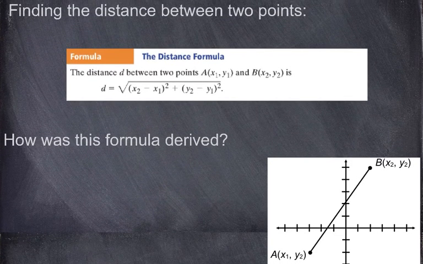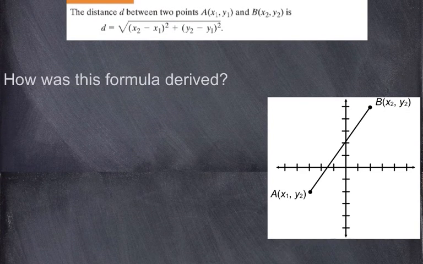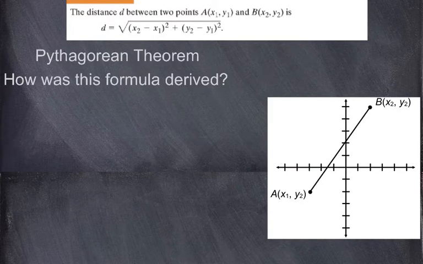Okay, now, how do you find the distance between 2 points? We have the formula here. The distance between 2 points is the square root of x2 minus x1 squared plus y2 minus y1 squared. Well, how did they come up with that? When dealing with the sides of right triangles, there is a specific theorem called the Pythagorean theorem.